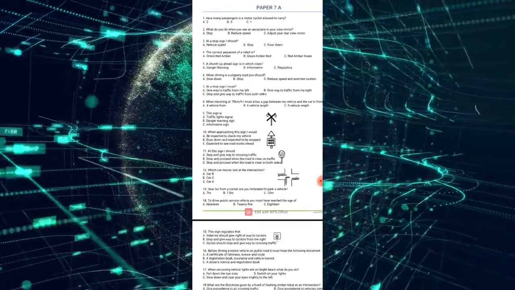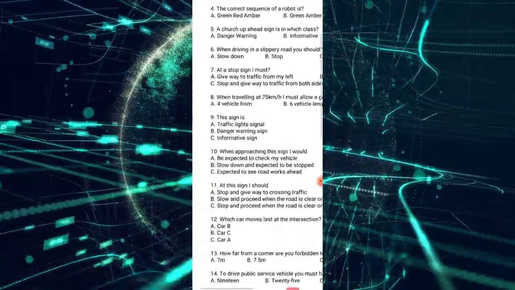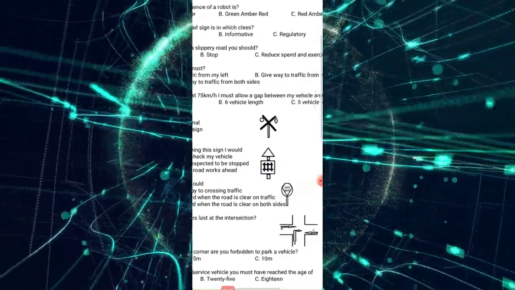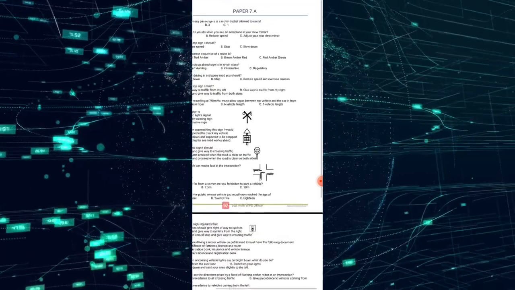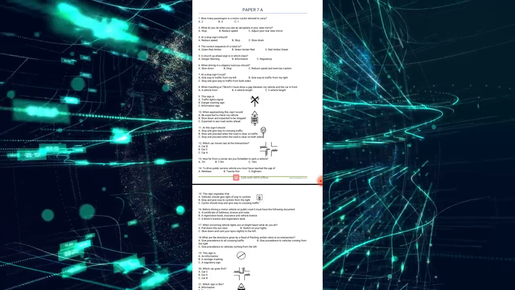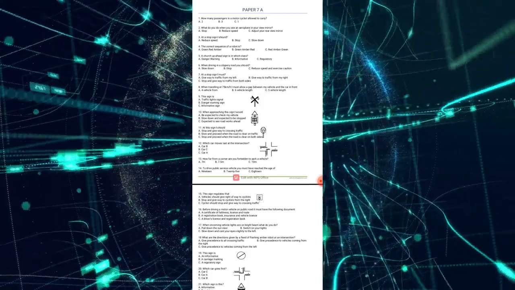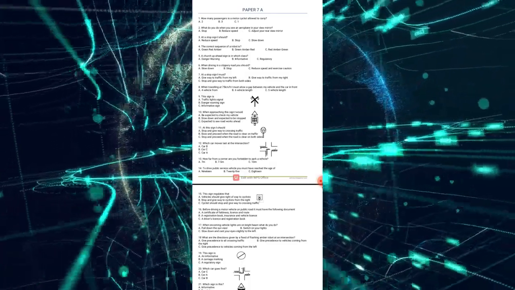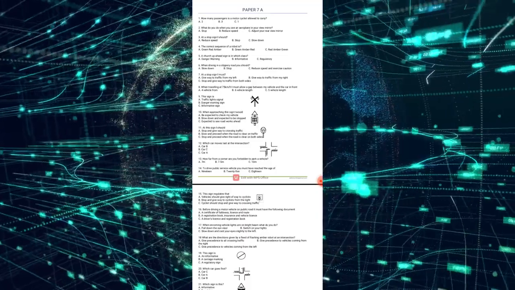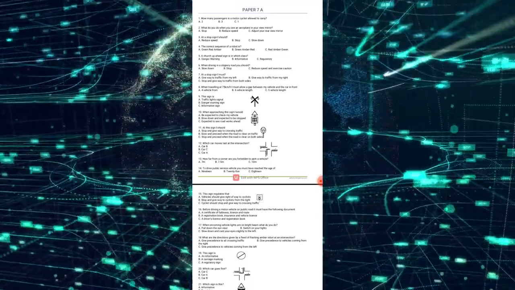Option A, 7 vehicle lengths. Option B, a 6 vehicle length. Option C, 5 vehicle length. So the way to calculate how many vehicles is the length of vehicles that you need to leave between you and the car that is in front of you when you are traveling at 75 kilometers per hour.